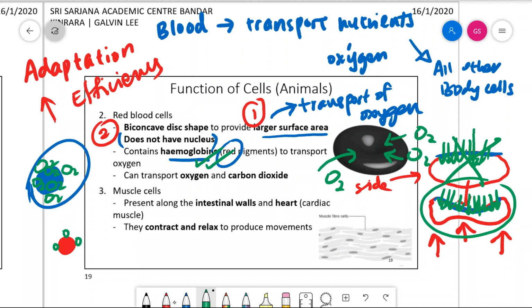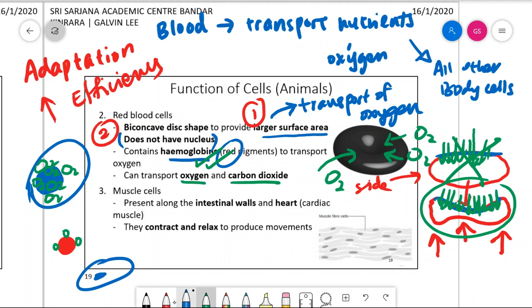So it can transport oxygen and also carbon dioxide. Why? Because when we are breathing, inhaling, we are actually taking in fresh air that has oxygen. Why are you taking this air? Because we want the oxygen for our body cells to survive, to respire. So we need to let the blood cell transport this oxygen. But how about carbon dioxide? Carbon dioxide comes once the other cells have finished using the oxygen.